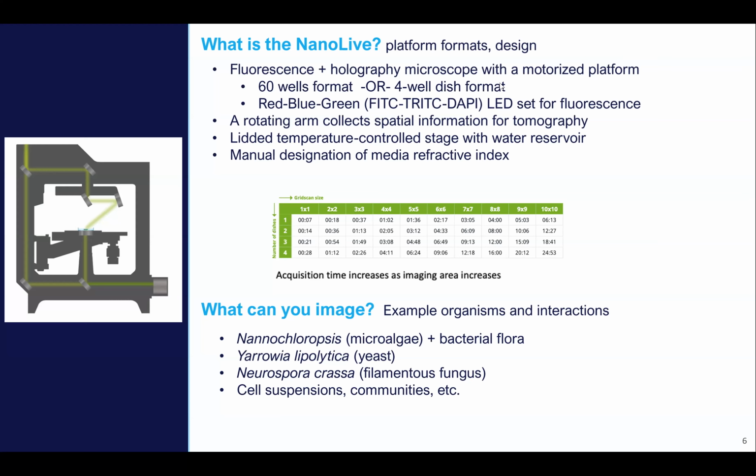So I will take you through images of Nannochloropsis, which is a microalgae. It is a wild type, but it is contained and coexists with a bacterial flora, which you'll see. I'm also going to show you images of Yarrowia lipolytica, which is a yeast that we use as an oleaginous and bioengineering platform. And I will also show you images of Neurospora crassa, my favorite filamentous fungus. And there are also possibilities for different cell suspensions, communities, other kinds of samples. So I would love to have the opportunity to discuss any ideas that you have about imaging live cells.